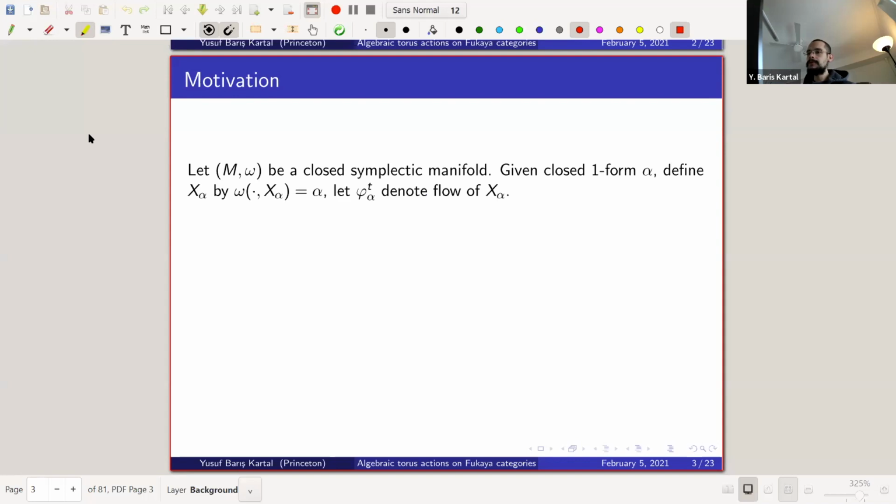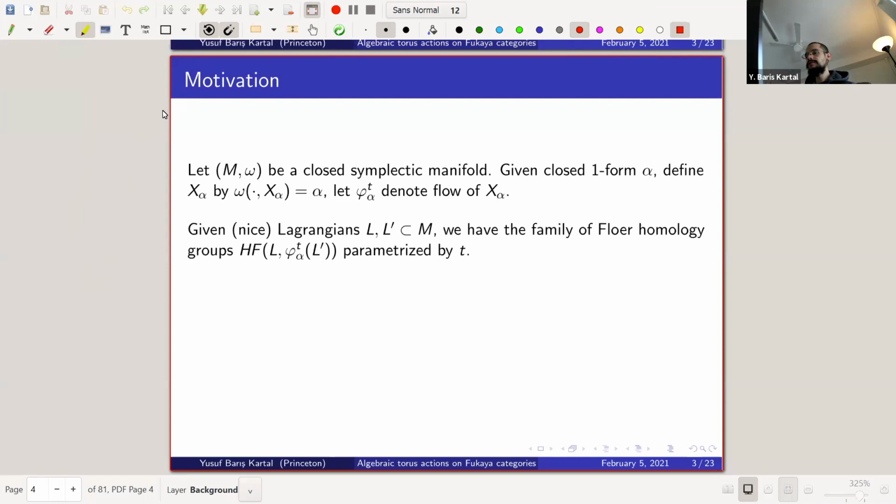So, okay, start with a closed symplectic manifold, and if you have a closed one form alpha, you can define a symplectic vector field X alpha by this rule here, negative interior product with X alpha gives alpha, and I will use the notation phi alpha t to denote the flow of X alpha. So if you have nice Lagrangians, tautological, unobstructed, etc., you can define their Floer homology, and you can define the Floer homology of L with phi alpha t L prime. So this gives you a family of Floer homology groups that's parameterized by t.